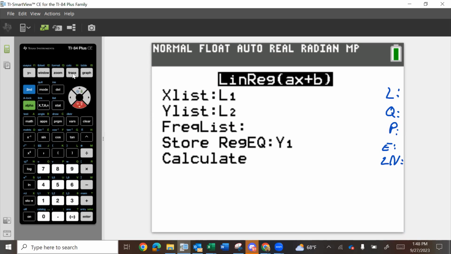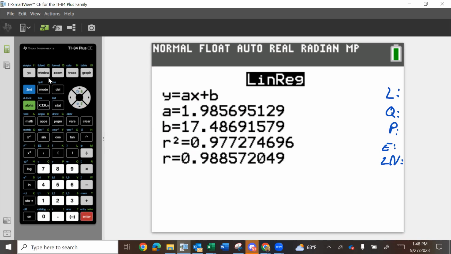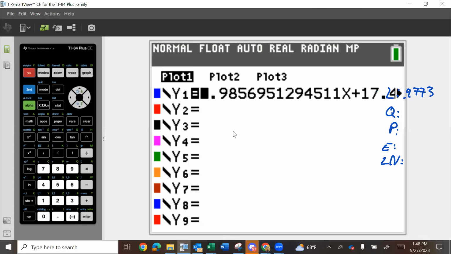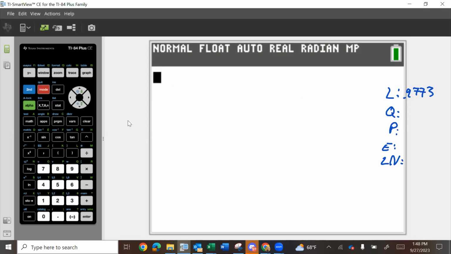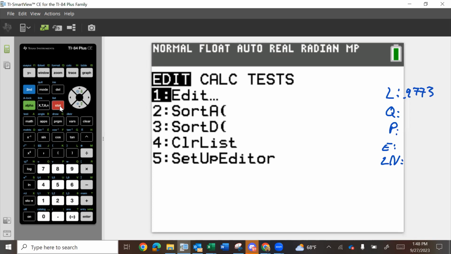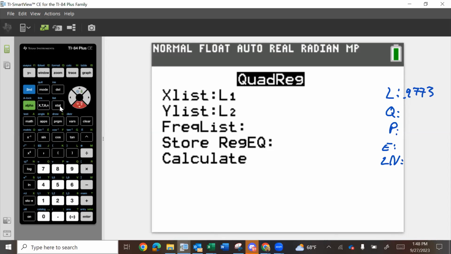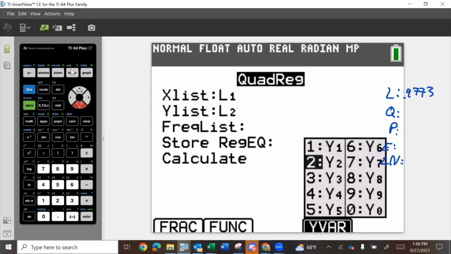And then when I hit calculate, I get the function, and I get the R squared value, 0.9773. Okay, but by doing that alpha trace trick, it pops up in y1. So there's the function, all typed in without rounding it off. So isn't that special? Yes, that's wonderful. Let's go do quadratic. And I'm going to store that in y2. So alpha trace, move the down arrow to get y2.